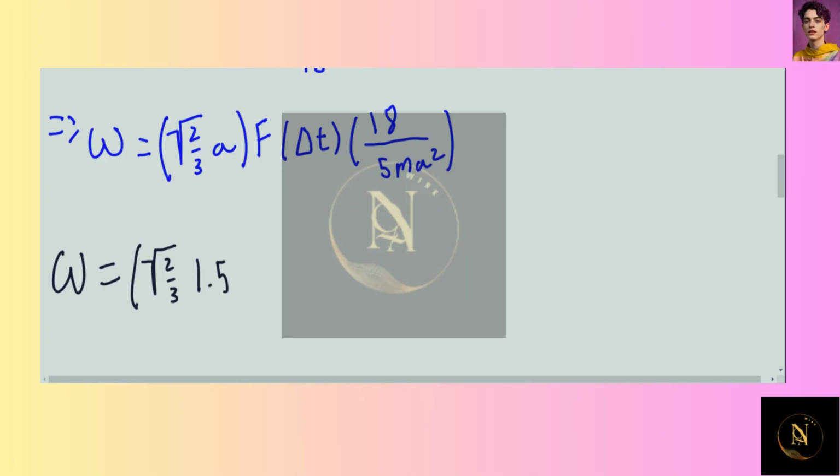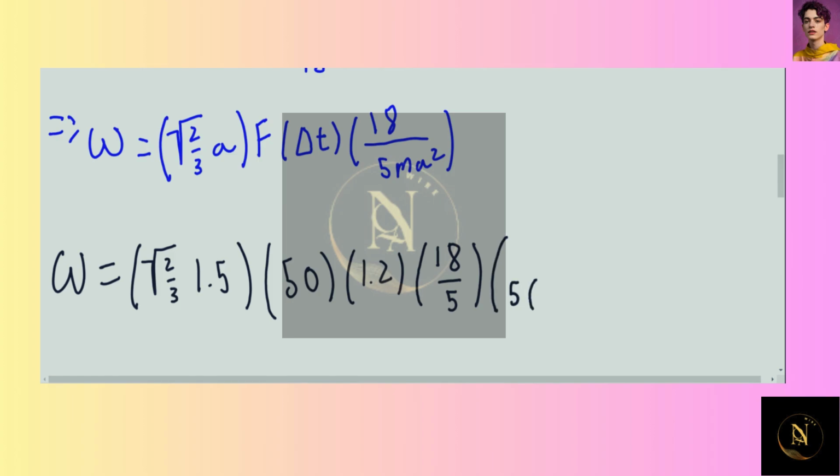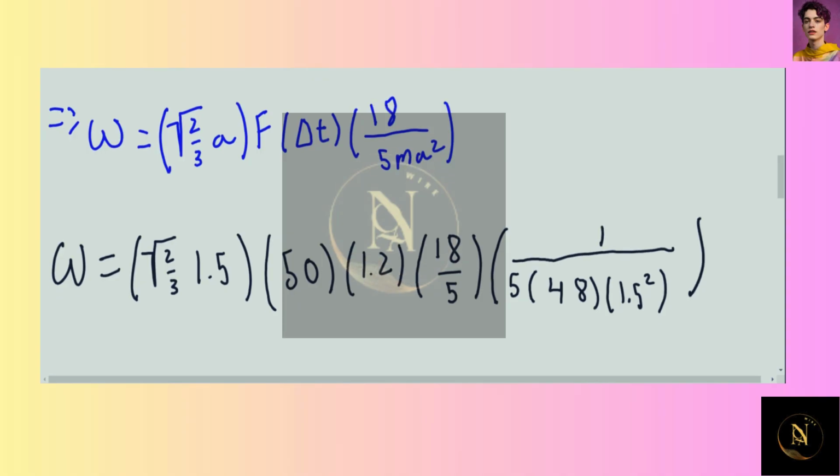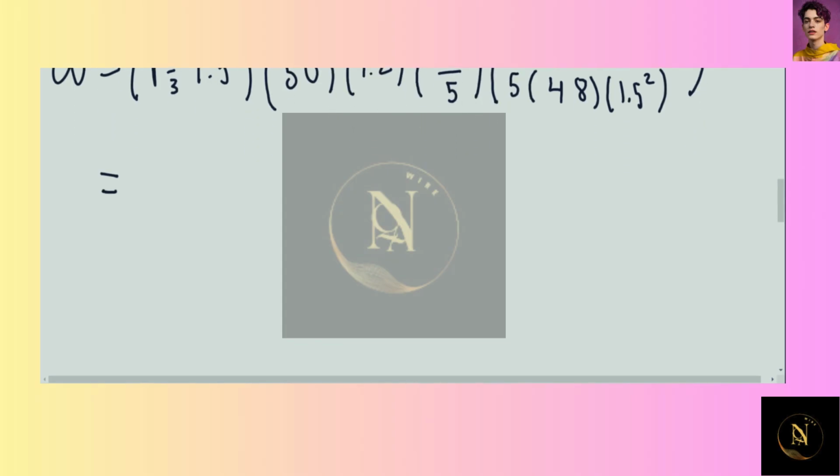So we plug in a, then we plug in the impulse, we plug in the mass, and then plug in a. And this will give us an angular velocity that's equal to 2.4495 radians per second.